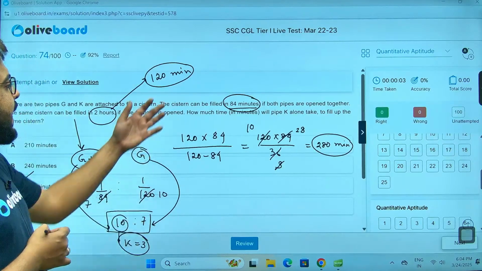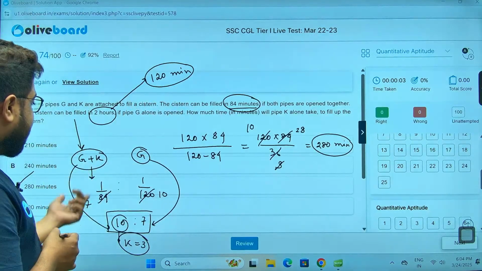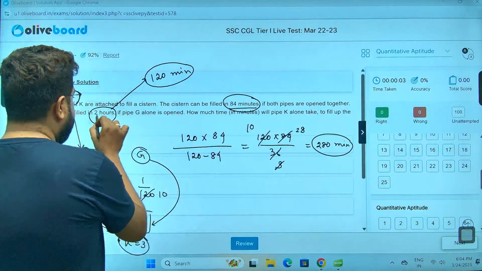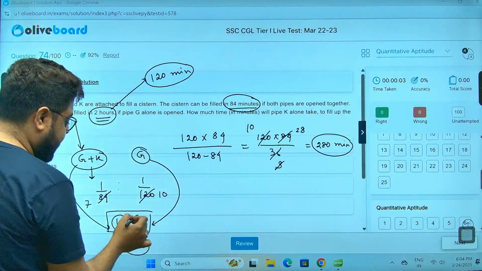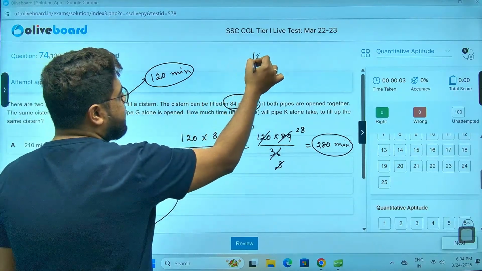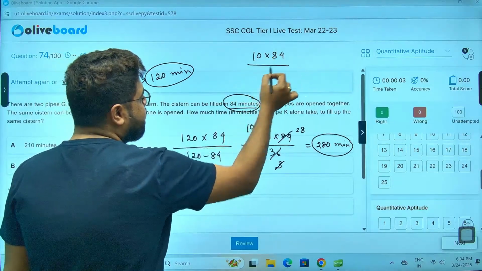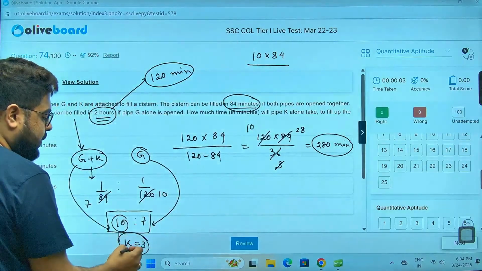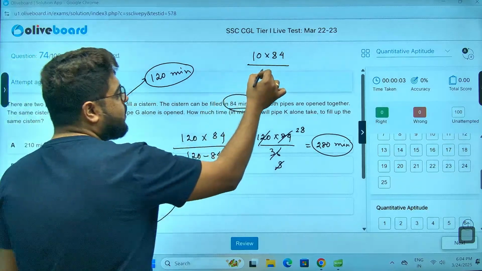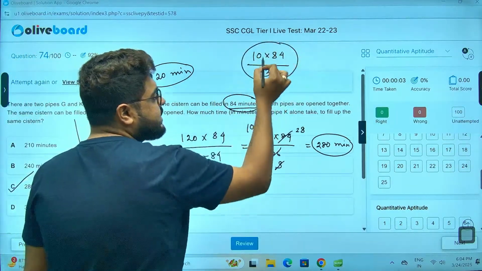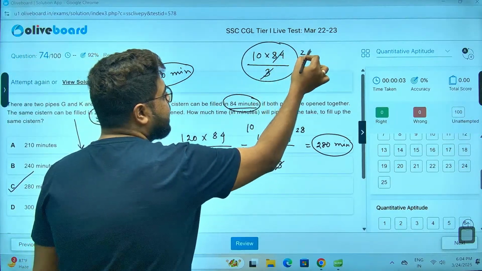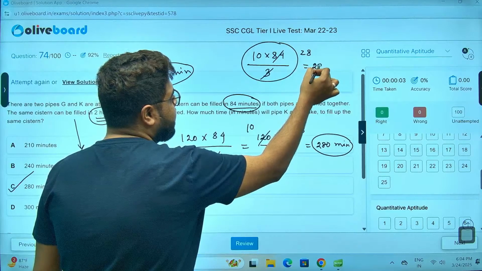Right? K alone will do what? Sir, K alone, let's see. Both of them together are filling 10 liters per minute, and they are taking 84 minutes. That is the total volume. Now, this total volume will be filled by K, who is filling only 3 liters a minute. This is 28 into 10 is 2.